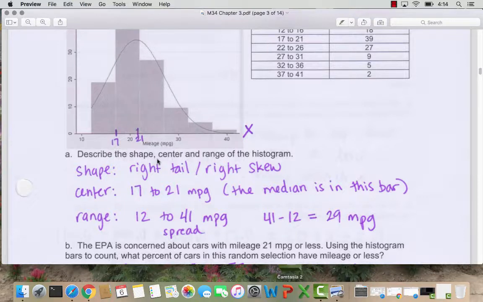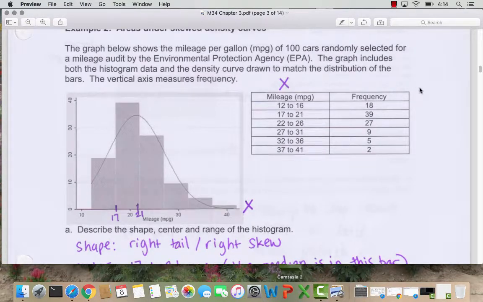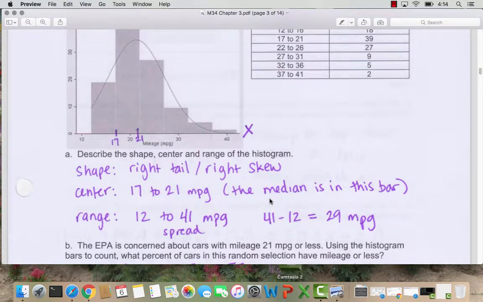The center is right around 17 to 21. And we've got a couple ways of figuring that out. We know that there are 100 cars, so you can check 18 plus 39 is 57. So we know that middle 50th and 51st car, the middle 2 cars must be in this bar from 17 to 21 in that bin. So we say the center is 17 to 21 miles per gallon because the median is in this bar. We don't have individual scores, so we can't easily calculate an average.